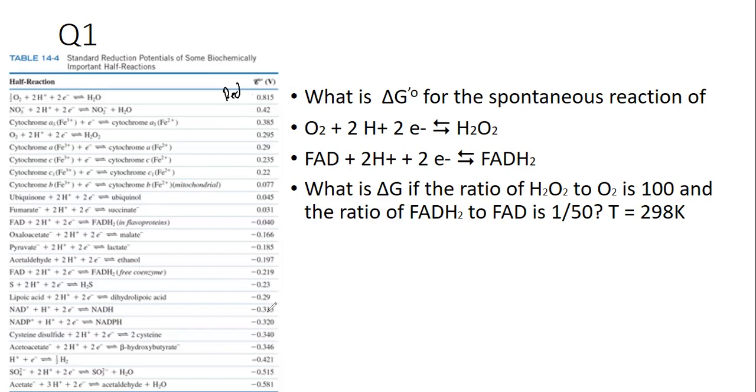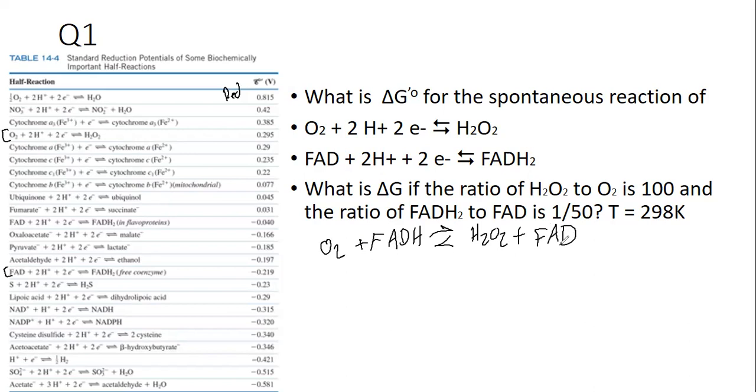So here, I have oxygen going to hydrogen peroxide. That is right here, and that has a score of 0.295. FAD has a score of negative 0.219. So the way this works out is that it's oxygen plus FADH2 goes to H2O2 plus FAD.